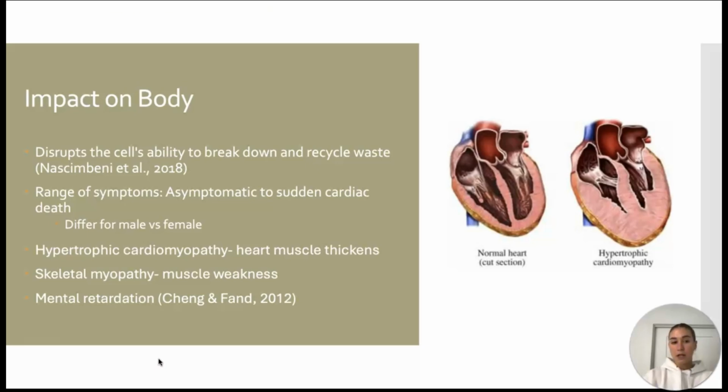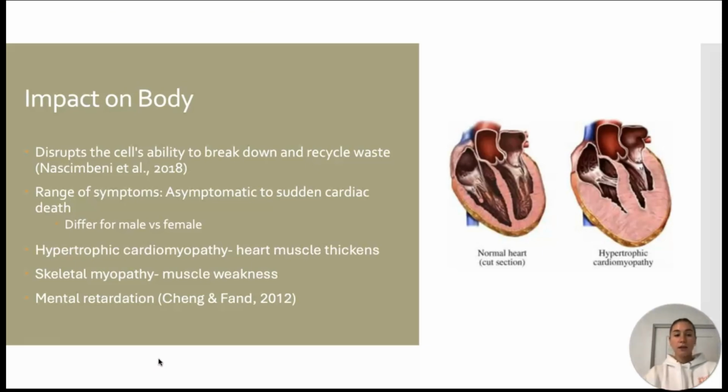So the impact on the body. It disrupts the cell's ability to break down and recycle waste, like I said, and thus causes a buildup of damaged cellular waste. And this causes a range of symptoms. They can be asymptomatic, so you don't feel them, you don't even know that you have this disease, all the way to sudden cardiac death, which is very severe. I found it interesting that these symptoms actually differ for male and female because, I'll get into it, but because of the way that it's inherited.